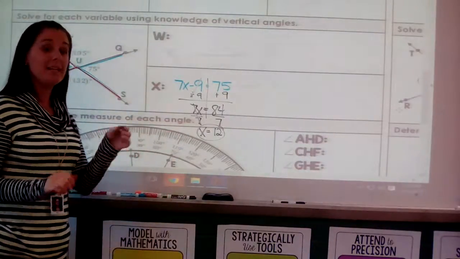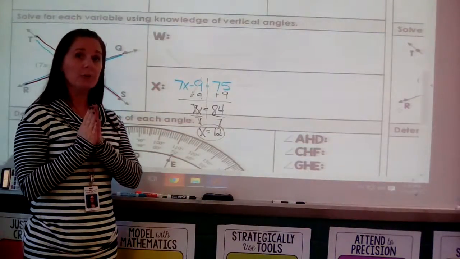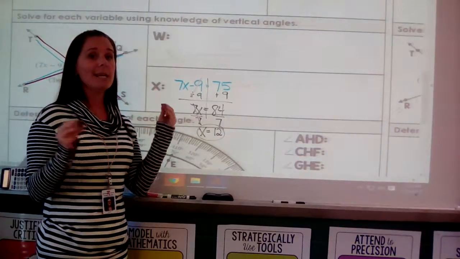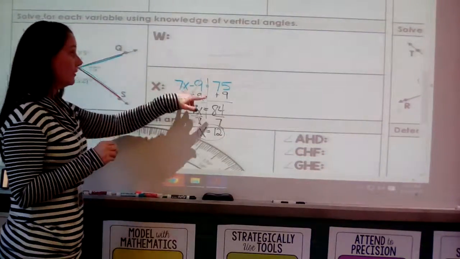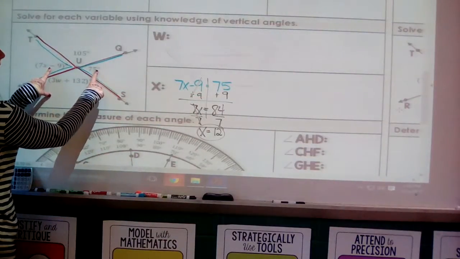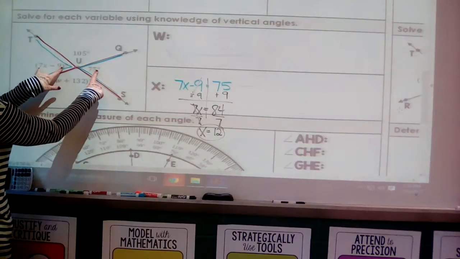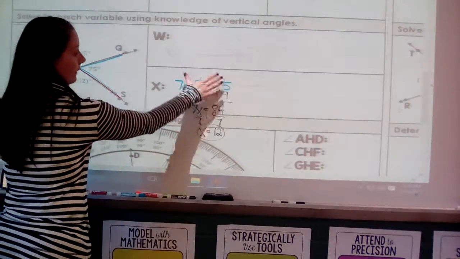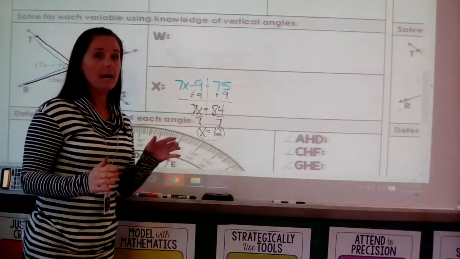So real quick again, vertical angles are congruent to one another. So I find the pair of vertical angles, and I take their measurements and put an equal sign between them. So I know that my two teal angles here are equal to one another. So I wrote them down as 7x minus 9 is equal to 75. And then I solve for X.